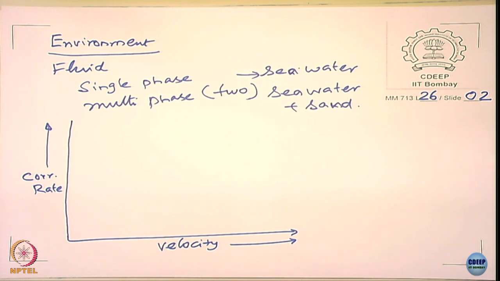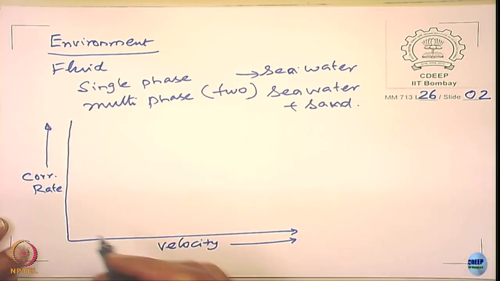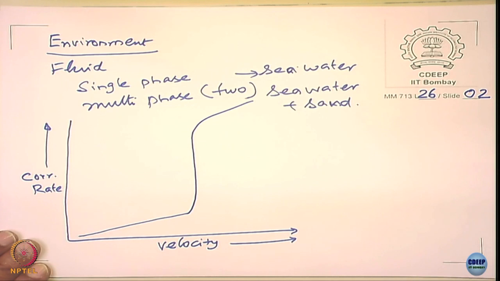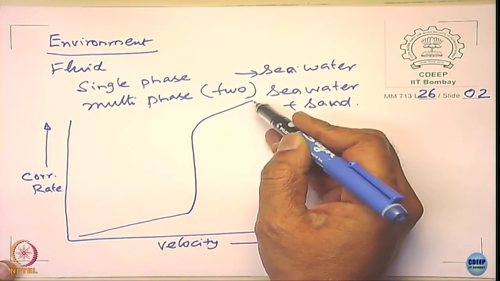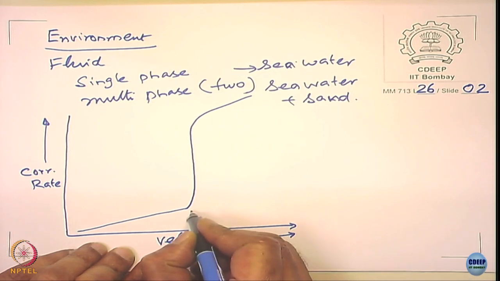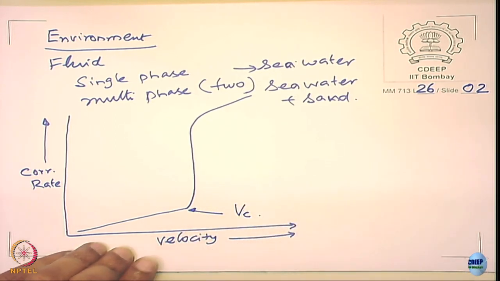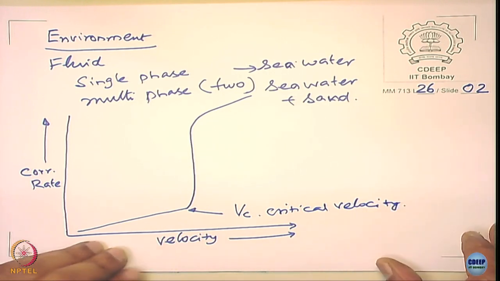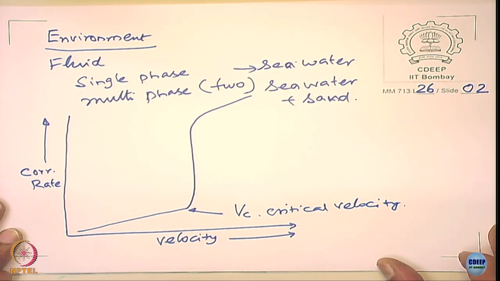You can go back and see the first part of the course on thermodynamics and kinetics of electrochemical corrosion. If you plot this, something like that. The corrosion rate initially increases gradually like that. Then a steep increase in corrosion, then again it slopes off like this. That is, you see here, there is a velocity called a critical velocity, above which the rate of corrosion steeply increases with velocity, right.